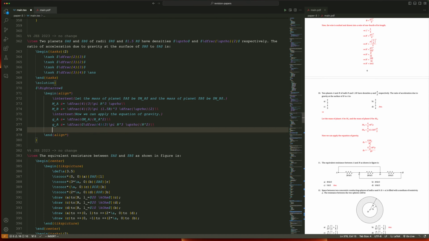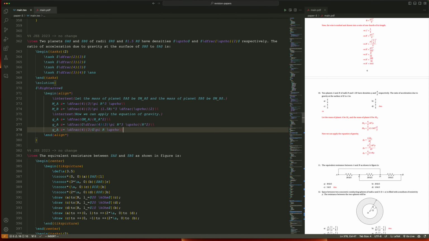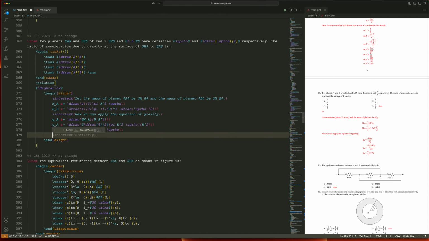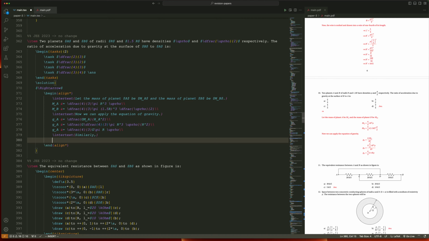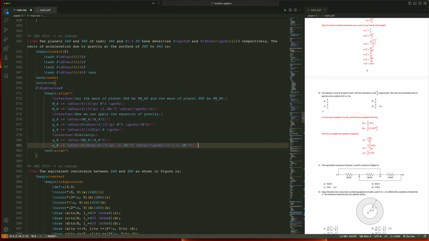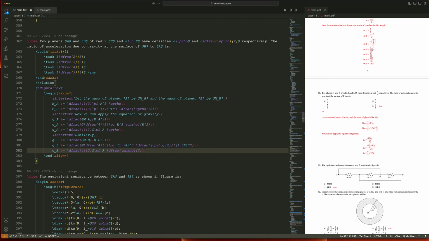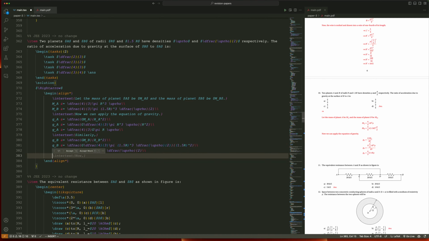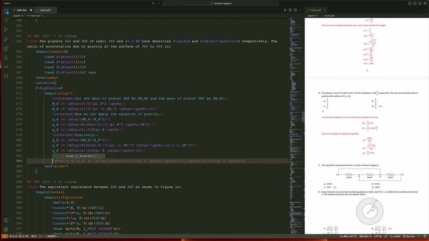Let's continue with this solution, and I think 4/3 G pi r square will get cancelled. Yeah, it's perfectly fine. Now similarly, for GB, yes, perfectly fine. So wow, no, let's run it first.